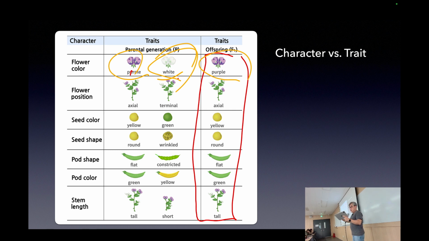Okay. Why? Because the white trait is recessive to, I shouldn't say over, recessive to the purple trait. The purple color is dominant over the white color. That's what we casually say in everyday life: hey, this is dominant over that.